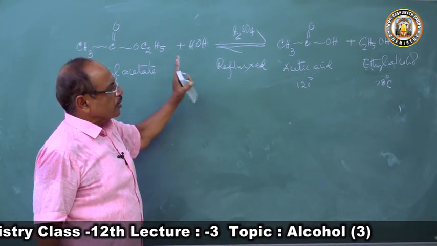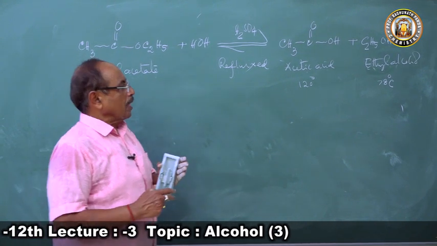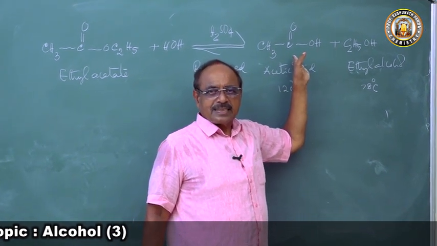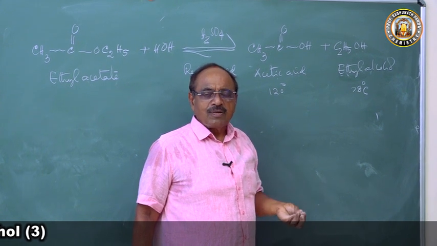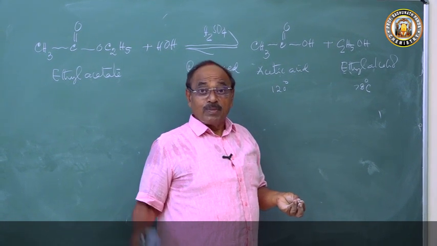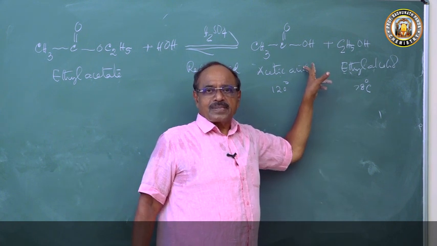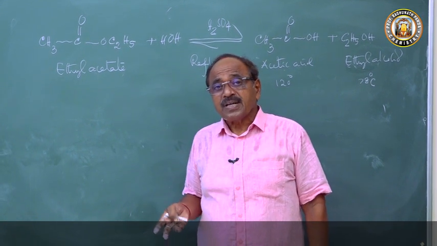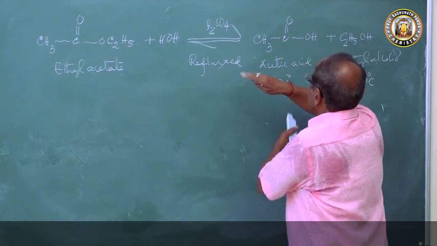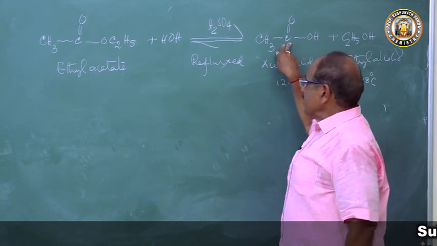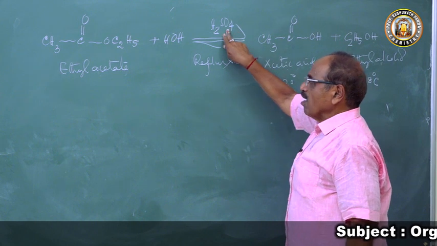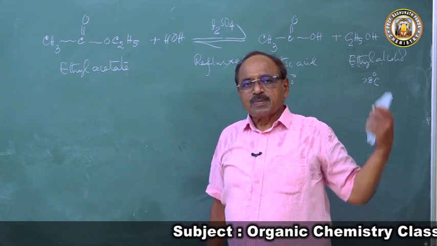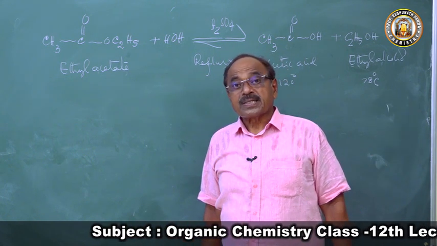So children, this equation, when you read preparation of carboxylic acid, this reaction you will take again, because you are getting acetic acid. This reaction can be used as a preparation of carboxylic acid. When you read the carboxylic acid chapter, this will be a method of preparation of carboxylic acid. And if you reverse the reaction, when a carboxylic acid is treated with an alcohol in presence of a mineral acid, an ester is produced. When you prepare ester, this reaction again will be used as a method of preparation of ester.